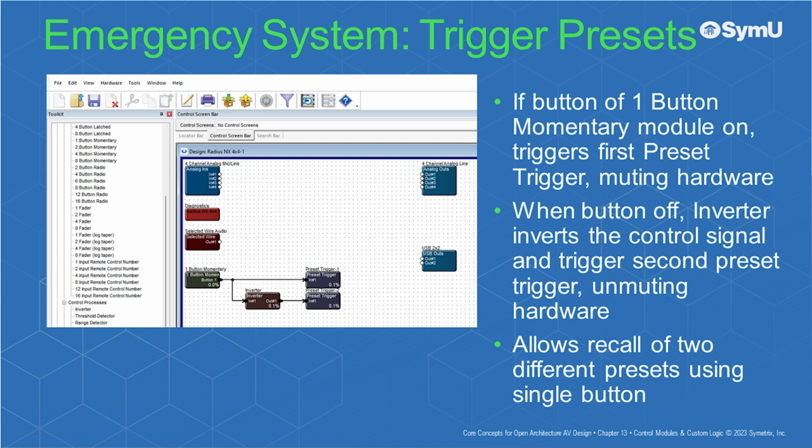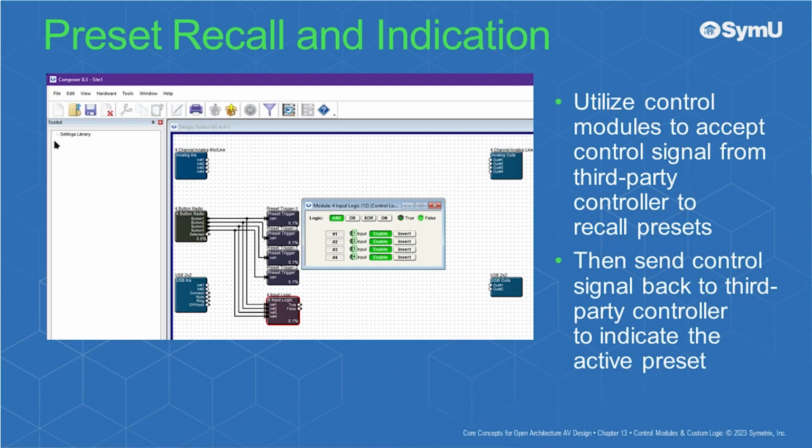In a real-world scenario, you may need to reverse the on and off levels of the momentary button to match what your physical input configuration is with respect to normally on or normally off. Another example of how to utilize control modules is to accept a control signal from an external third-party controller to recall presets, then send a control signal back to the external third-party controller to indicate which preset was last recalled.